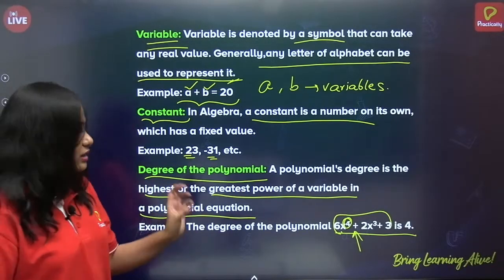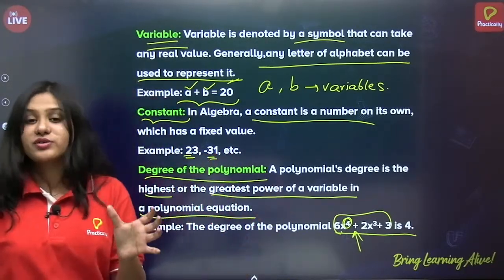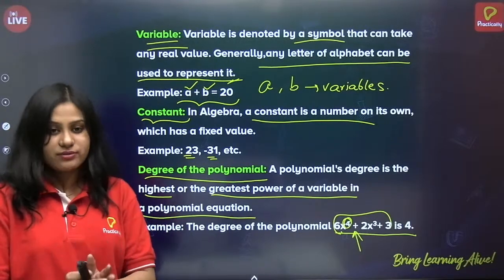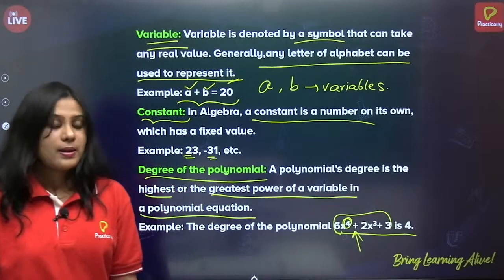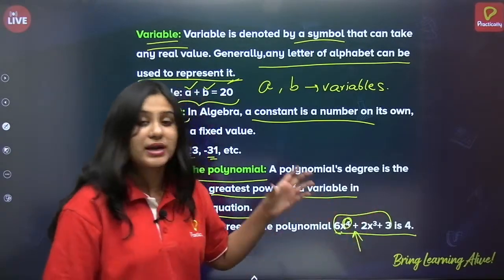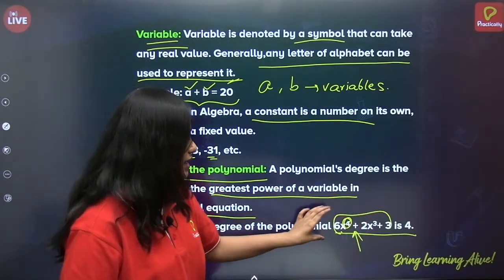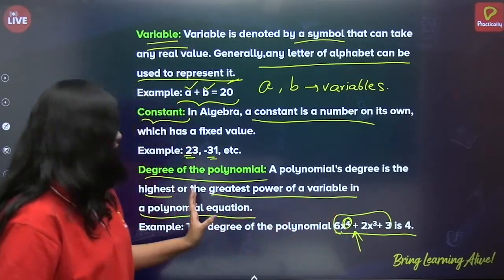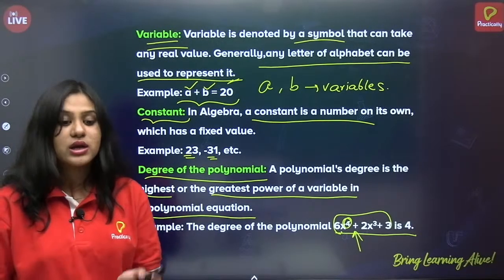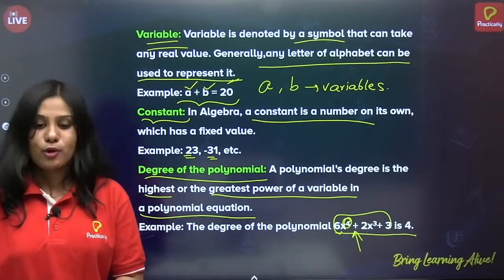Okay, and Zombie Shots, you've given 7. I'll tell you why 7 is not correct, okay? You cannot add this 4 and 3 because these two are separate terms and you just cannot add. The highest power or the greatest power of the variable in the polynomial equation is known as the degree of the polynomial, okay?